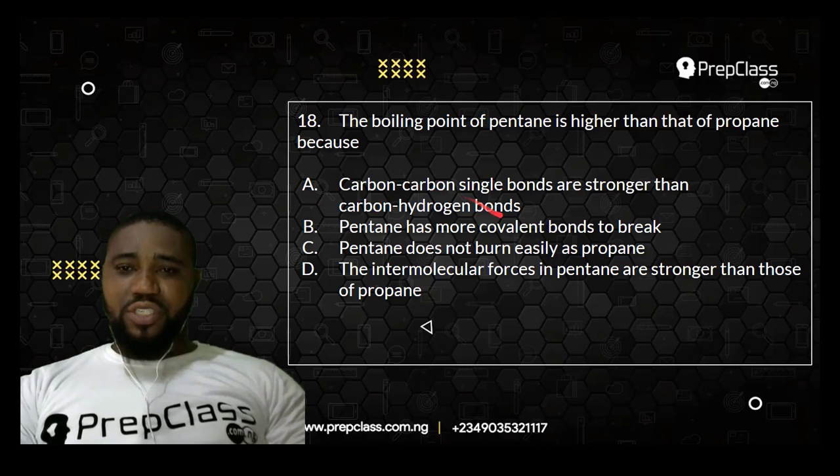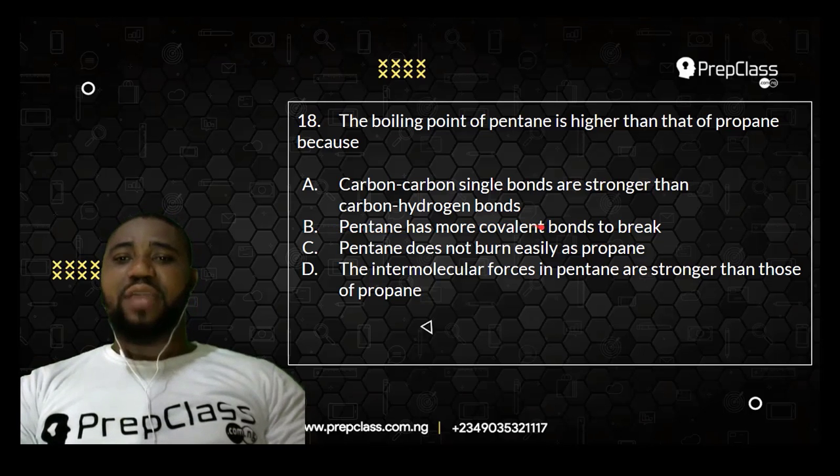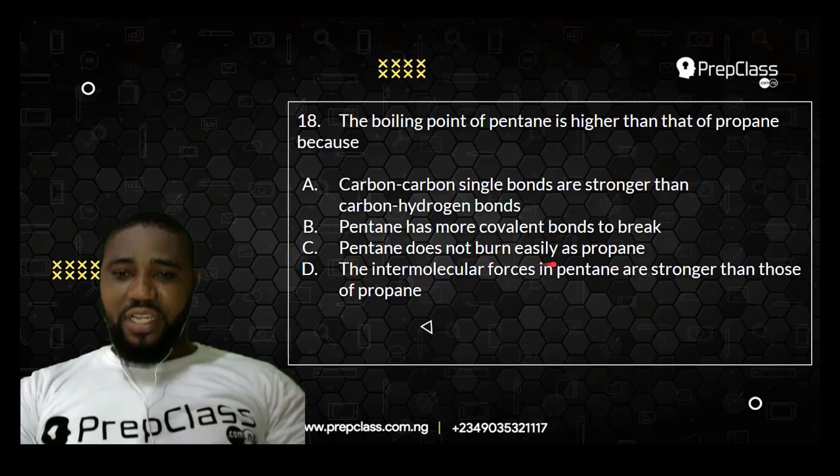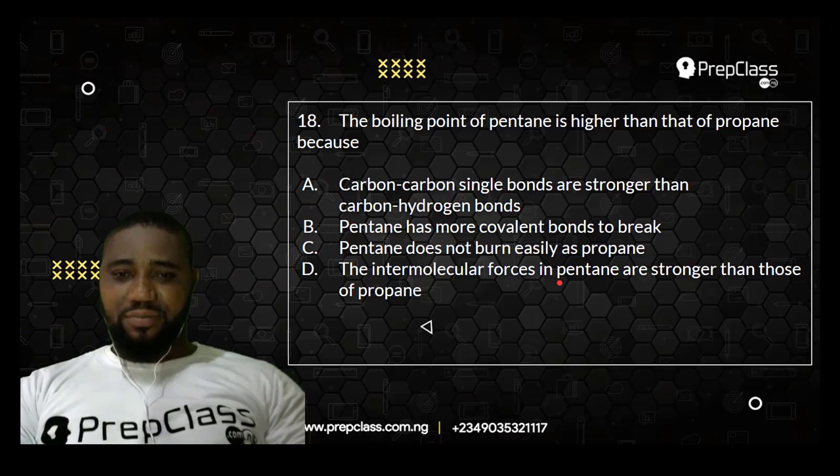Is it because the carbon-carbon single bonds are stronger than the carbon-hydrogen bonds? B. Is it because pentane has more covalent bonds to break? C. Is it because pentane does not burn as easily as propane? Or D. Is it that the intermolecular forces in pentane are stronger than those of propane? If you look at this question, what do you think will be the correct answer?